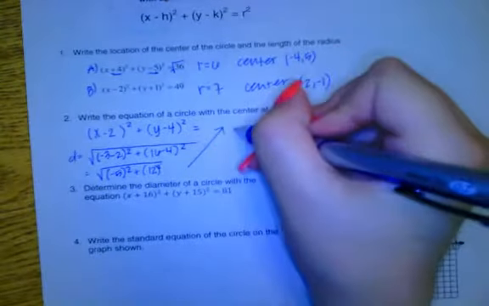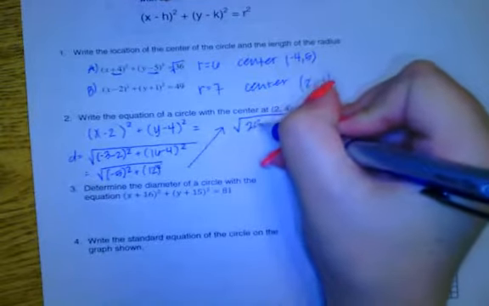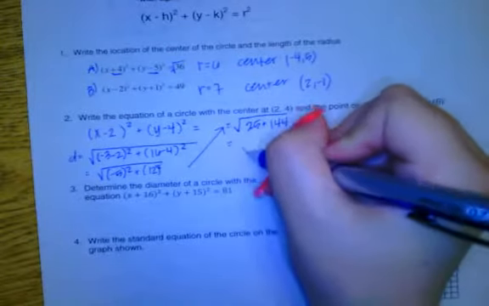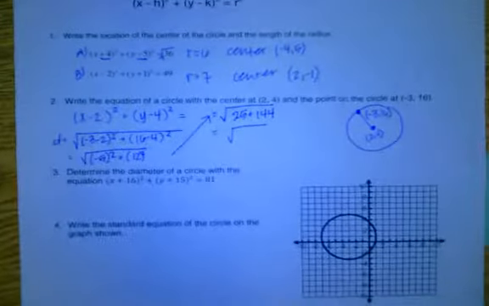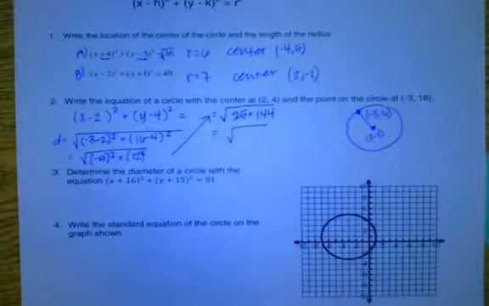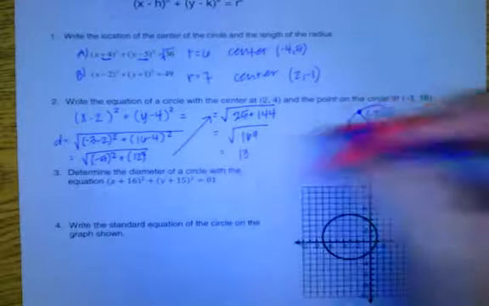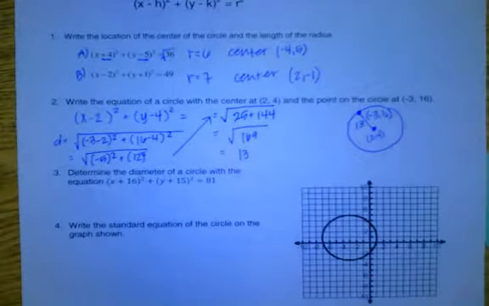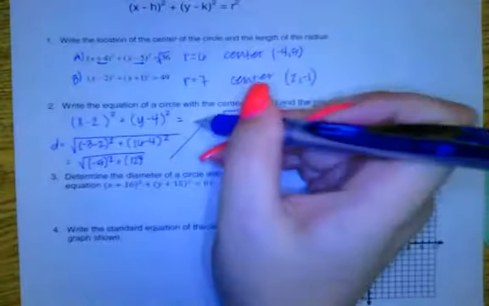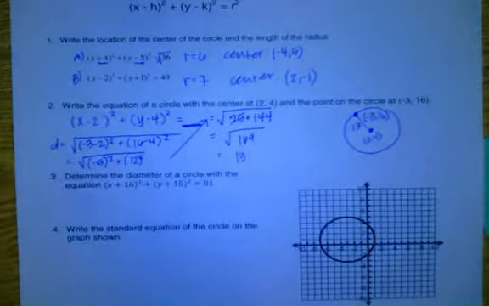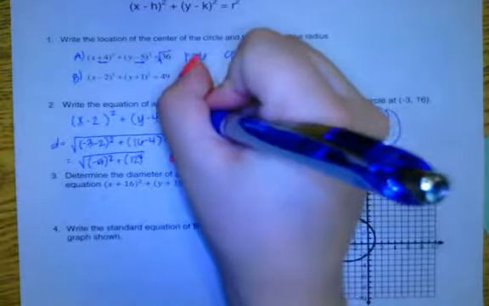Negative 5 squared is 25, 12 squared is 144. So what do you get as your answer? What is it? 13. Okay, so my radius is 13. So what am I putting into my equation? 169. Why 169? Because it is r squared.